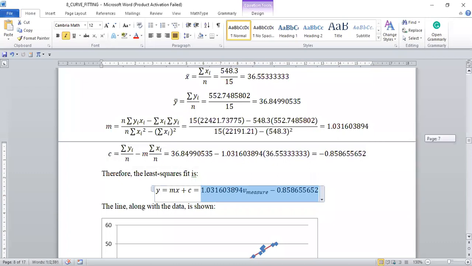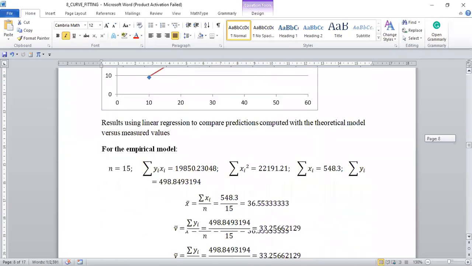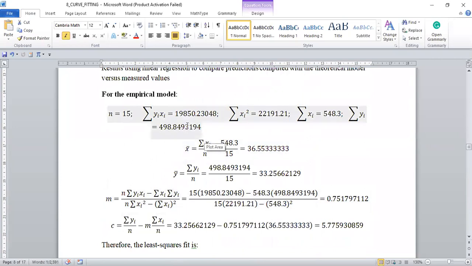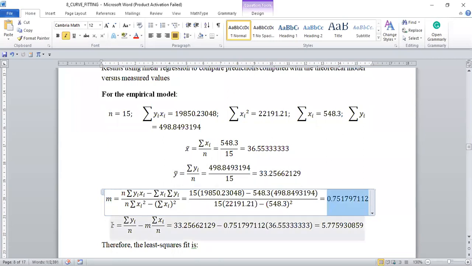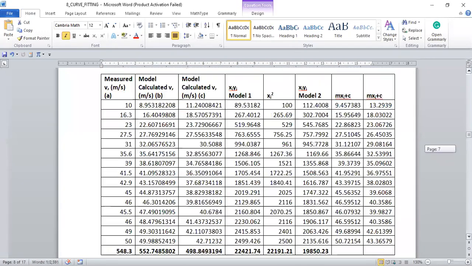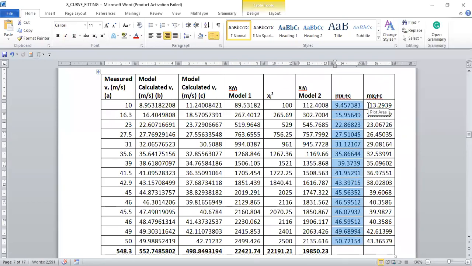For the second model, I'm coming back to this graph. For the second model, we already have everything we need also. When you get the slope of the line, we have this. And when you get the intercept for the second model, you arrive at this. So this is for the first model, and this is for the second model.